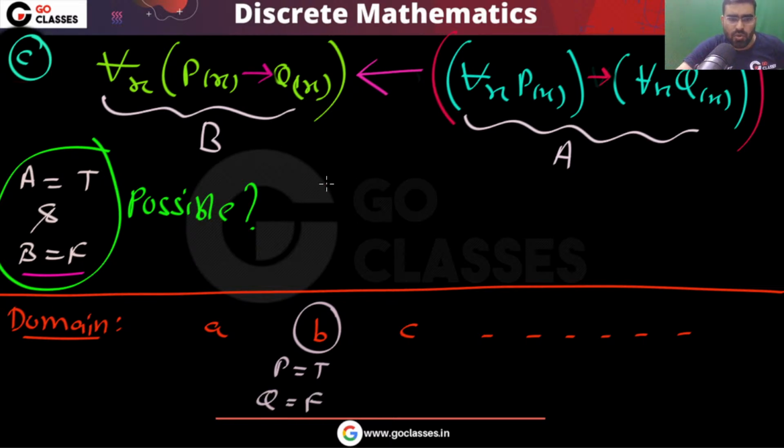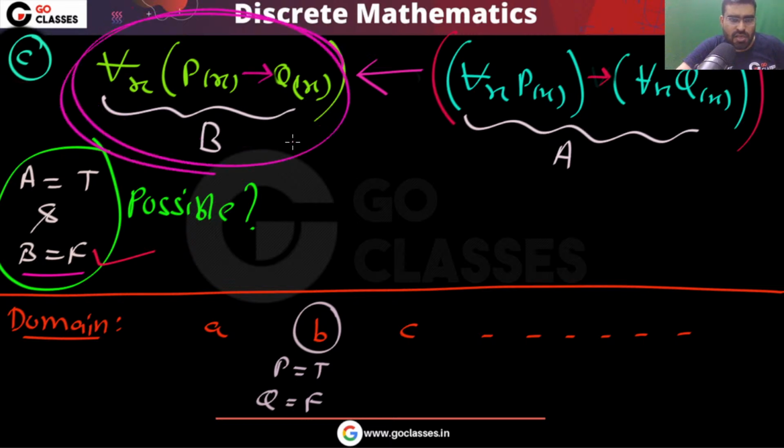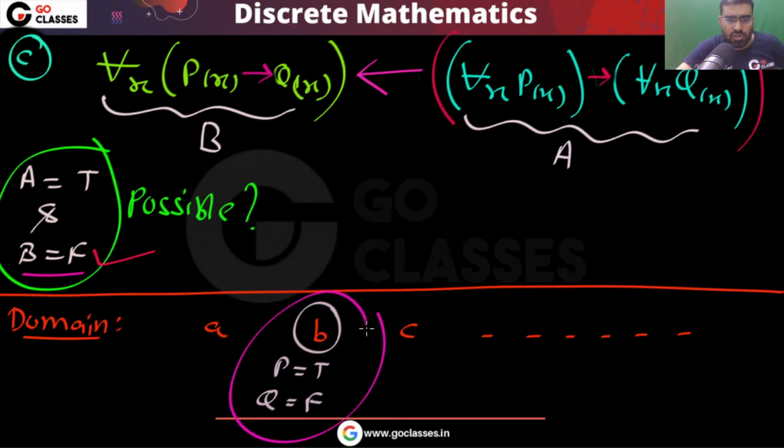Now you can see this B is false. This is done, because for some element, if I want to make this B false, I can easily make it false. If for some element this internal thing must be false, let's assume that element is B. For B, this internal thing must be false. So for B, P must be true and Q must be false. Very good, so this we have done.